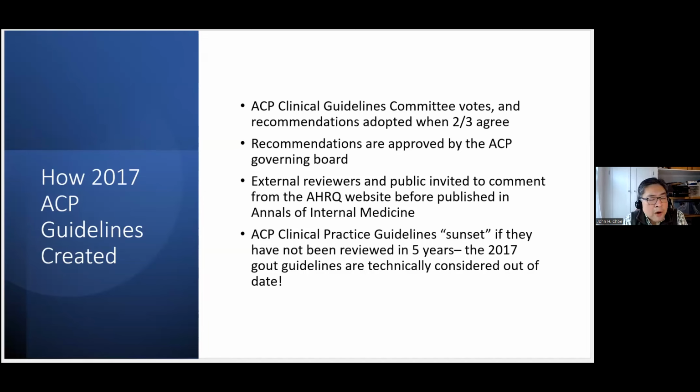So I'm going to pause there for a second and ask if there are questions about how these two sets of guidelines were produced, or if people want to share if they have immediate reactions or thoughts about it. Anything?